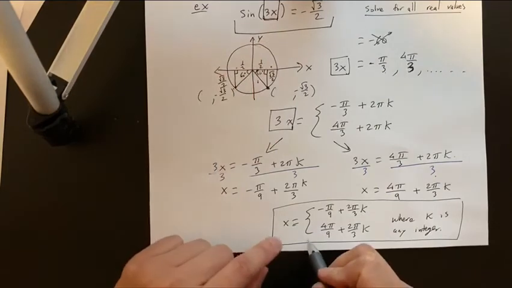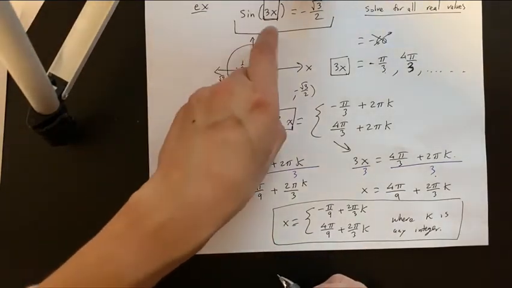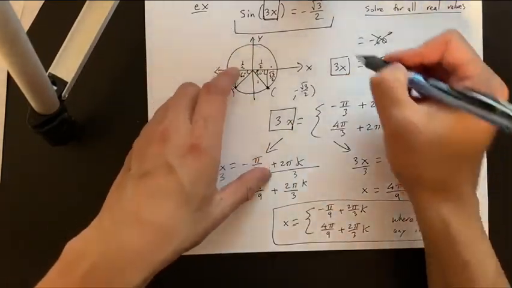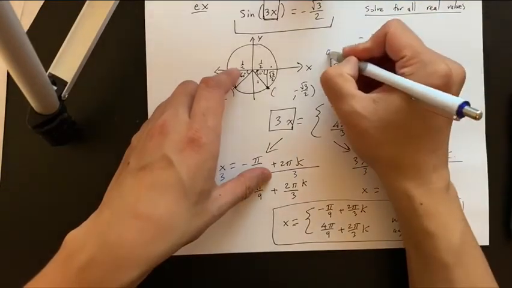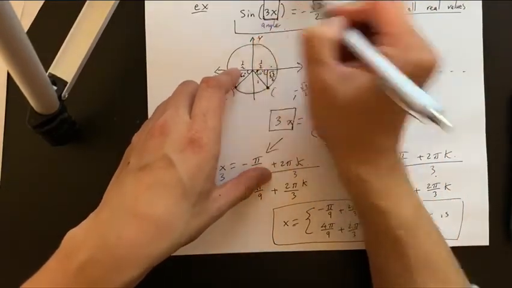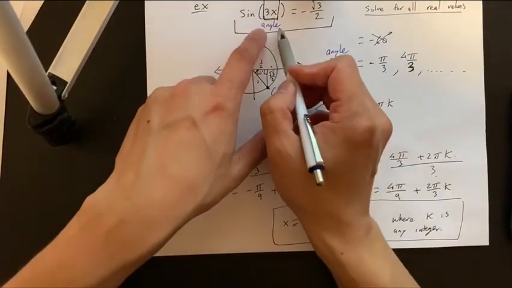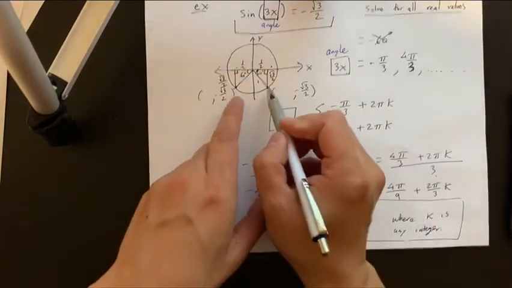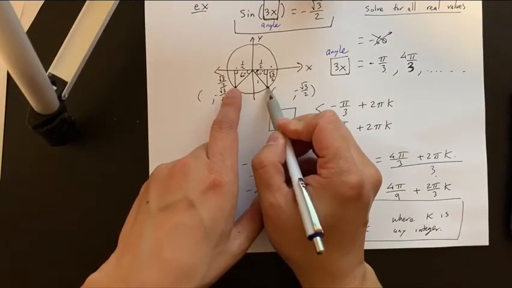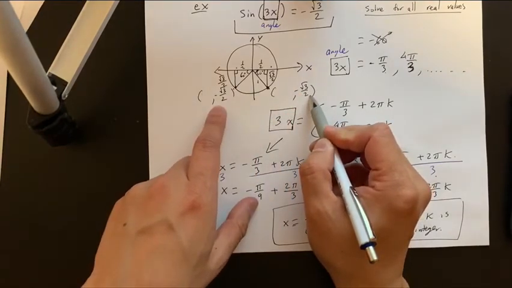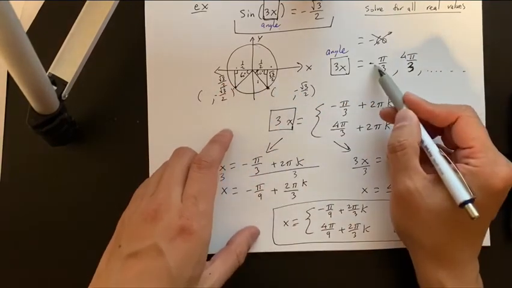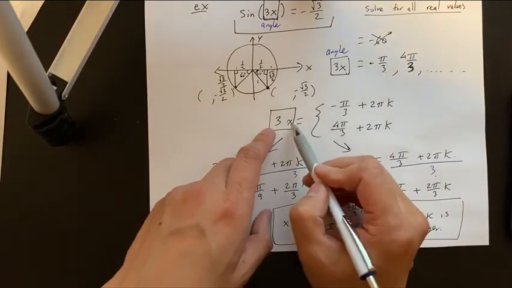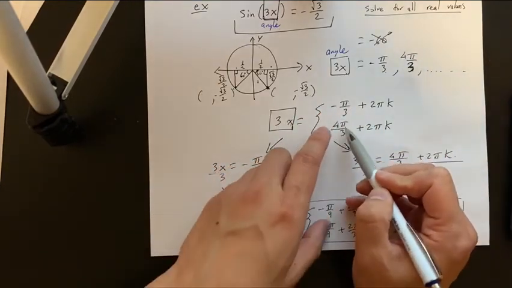But x is not the angle. So to solve this equation, it is a two-step process. The first step is to solve for the angle. So 3x is the angle. We have to figure out for what angle do I plug into sine to get negative root 3 over 2. Here I found the two locations that would give me negative root 3 over 2 as my y value. And these two locations would be negative pi over 3 and 4 pi over 3. And so the 3x, which is the angle, can be negative pi over 3 or 4 pi over 3.